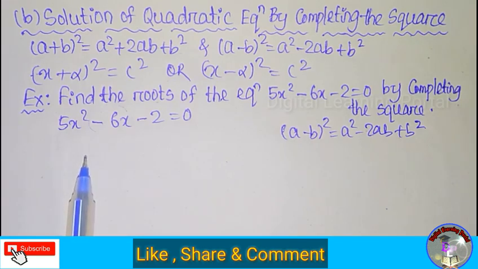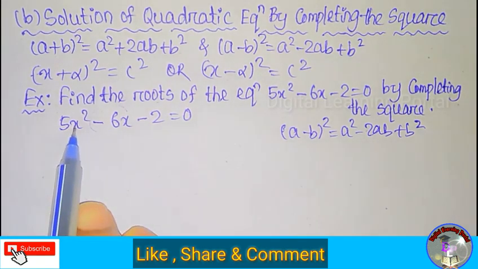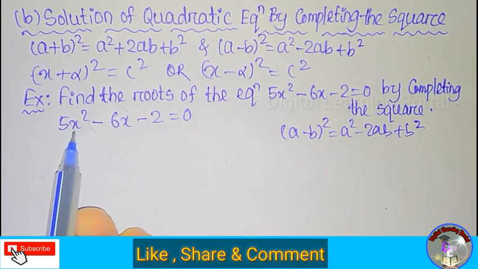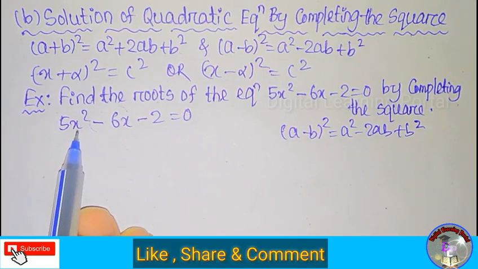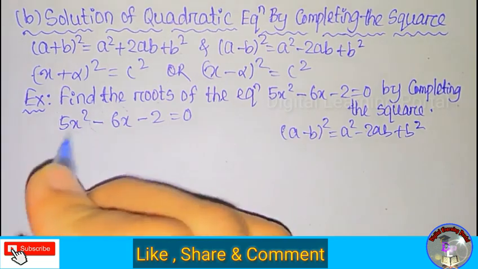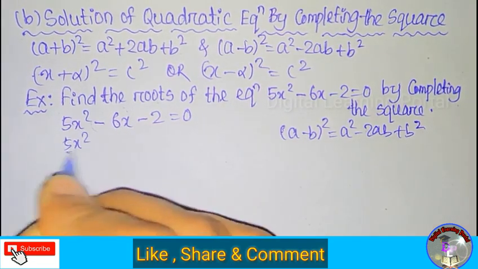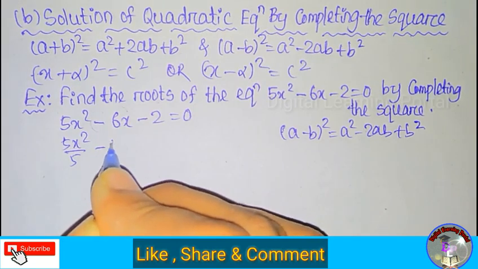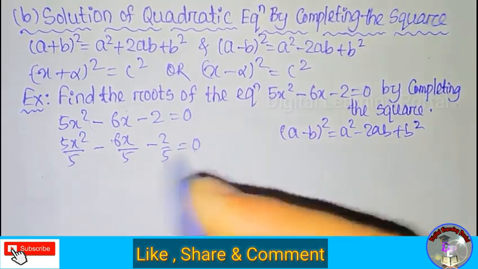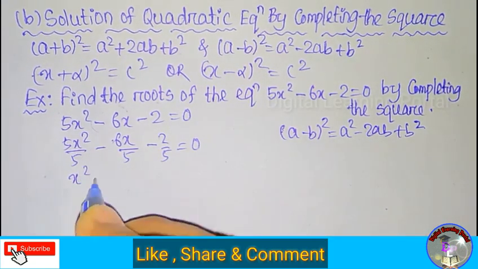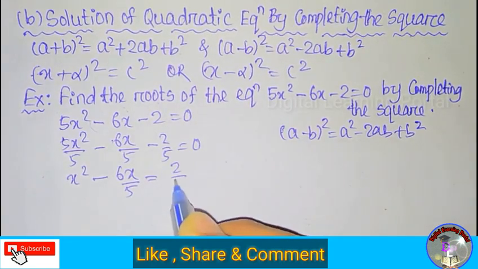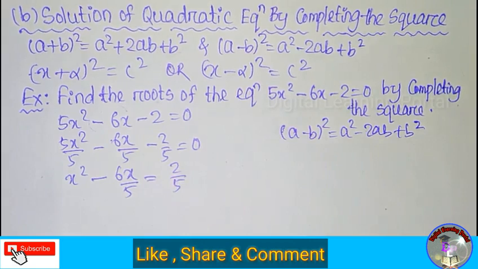First of all, we have to divide by the coefficient of x², that is 5, and we will repeat this for each term. Now I divide 5x² divided by 5, minus 6x divided by 5, minus 2 divided by 5 is equal to 0. Now we can write x² - 6x/5 = 2/5.